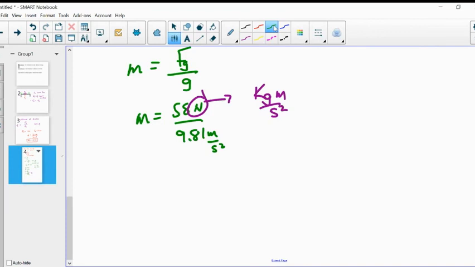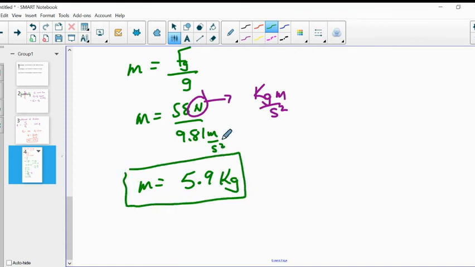So I'm going to take my weight, and I'm going to end up with a mass equal to 5.9 kilograms. It's not a negative mass, it's just simply a mass.